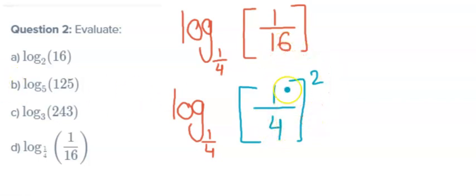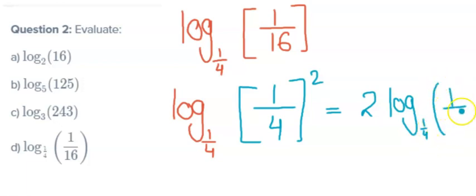Now according to the rule, this 2 will come to the front, and you've got 2 log base 1 over 4 of 1 over 4. It does not matter which bracket I use. See, I changed the bracket from square to the curly one, doesn't matter. And this whole thing which I'm shading is going to become 1. So 2 times that whole thing is still 2. So that 2 is your answer.